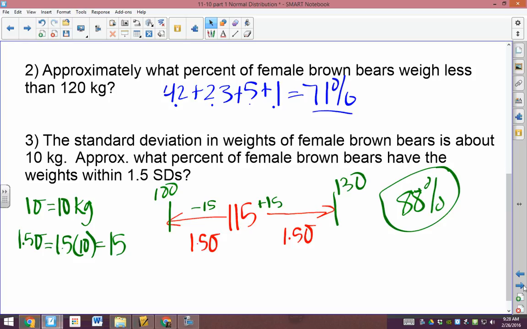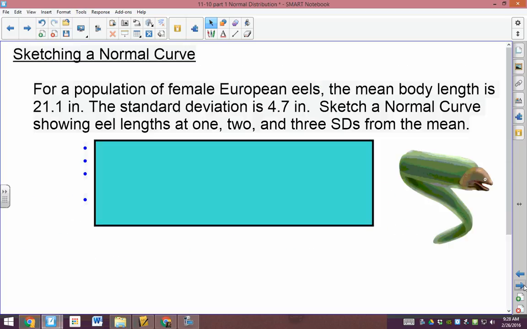Okay. All right. Wow, we got lots of... Ooh, what is that? It's a female European eel. Ew. For a population of female European eels, the mean body length is 21.1 inches. Standard deviation is 4.7. Sketch a normal curve showing eel lengths at 1, 2, and 3 standard deviations from the mean.